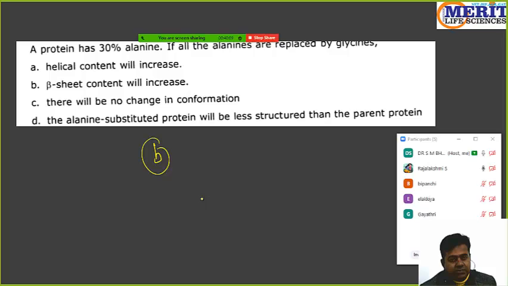Okay, you are replacing with the glycine, so glycine is the alpha helix breaker. That's why it should be beta sheet. But read the first two words. What has it written? Only the first two words: a protein. It's not talking about any amino acid. It's not talking about secondary structure. It's not talking about tertiary structure. It's talking about the functional protein.